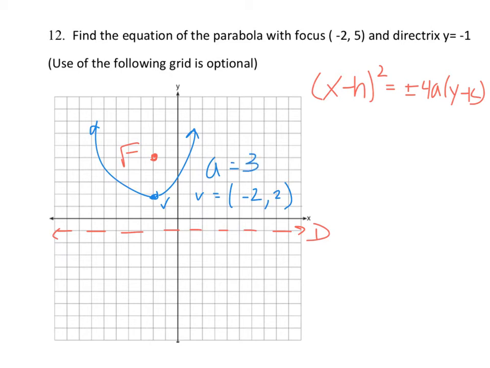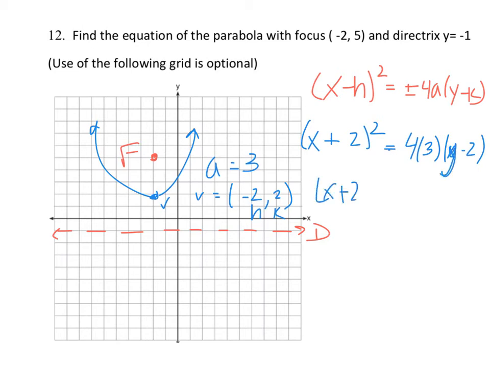It's the halfway distance. So I'm going to plug in x. You're going to change your sign, plus 2 squared, because this is h and that's k. It's a positive parabola because it's opening upward, so it's going to be 4 times 3, and then y minus 2. Just clean this up a bit. You'll get x plus 2 squared equals 12 times y minus 2. And that is your answer.